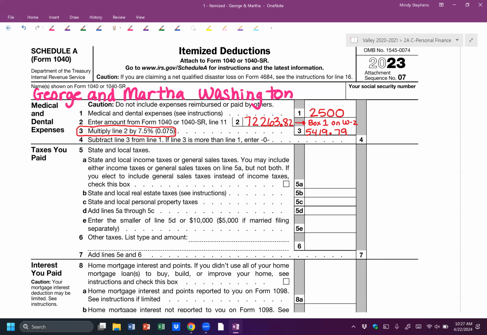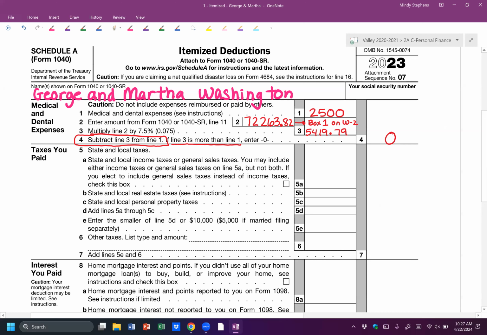Okay, line 4 is next. So line 4 says subtract line 3 from line 1. But keep reading. It says if line 3 is more than line 1, enter 0. So first thing we're going to check is this. Is line 3 more than line 1? Yes. So we're going to enter what? 0. If 3 is bigger, we're going to enter 0.